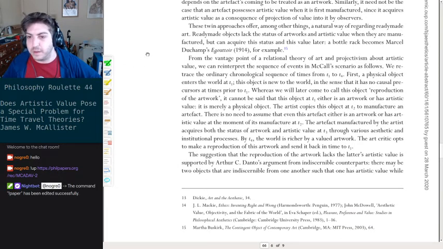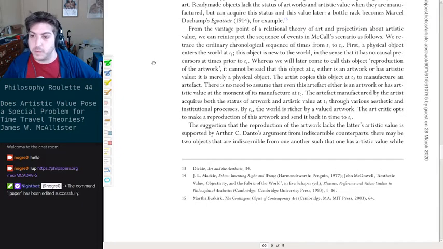From the vantage point of a relational theory of art and projectivism about artistic value, we can reinterpret the sequence of events in McCall's scenario as follows. We retrace the ordinary chronological sequence of times from T1 to T4. First, a physical object enters the world at T1. This object is new to the world in the sense that it has no causal precursors at times prior to T1. Whereas we will later come to call this object reproduction of the artwork, it cannot be said that this object at T1 either is an artwork or has artistic value. It is merely a physical object.